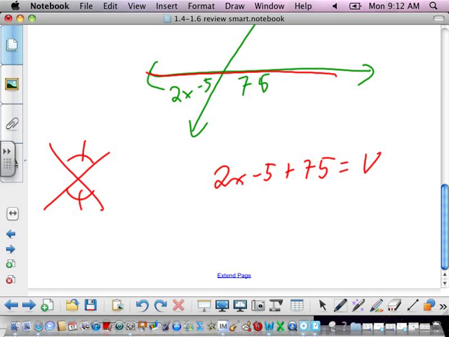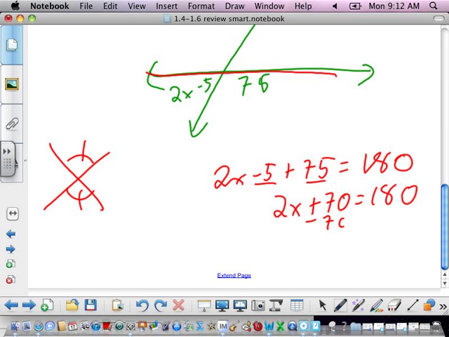Set it equal to 180. Okay, so we get 2x plus 70. Do you guys know where I got the 70 from? You just minus the 5 from 75 because they're right next to each other. Real easy. I'm going to subtract 70. And I get 2x equals 110, since 18 minus 7 is 11. So I divide both sides by 2, and what does x equal? 55.